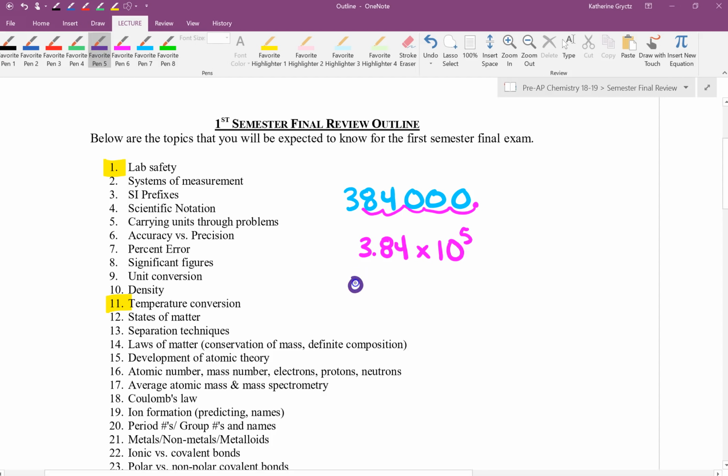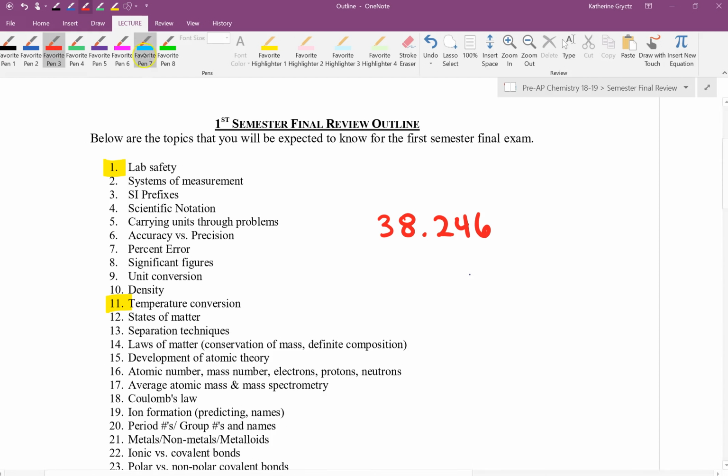Conversely, if I gave you something like this that's smaller than 1, we would still move the decimal place, but this one would be 6.2 times 10 to the negative 5th. The other thing some people get confused on: if a number pops up in your calculator and goes on forever, you're still just finding the decimal place. So in scientific notation it would be 3.8246 times 10 to the 1st. You only had to move that decimal place once.